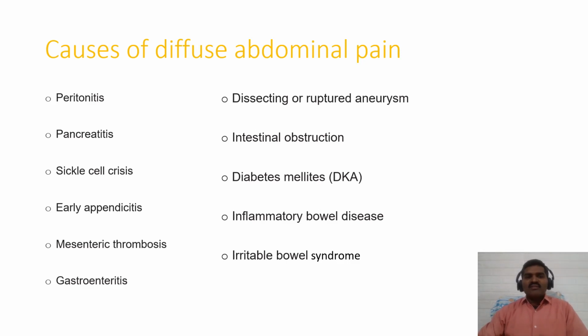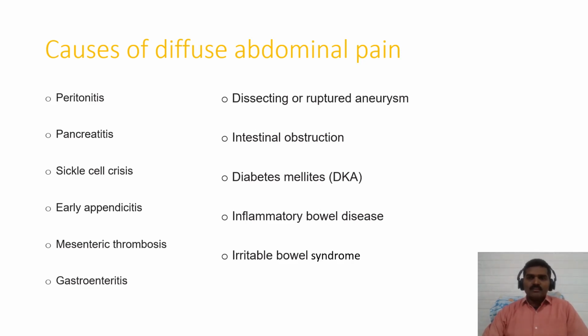In early appendicitis, there can be a diffuse type of pain. The patient may not be able to localize to the umbilical region. Mesenteric thrombosis, gastroenteritis, dissecting or ruptured aneurysm of the aorta, intestinal obstruction, diabetes mellitus, inflammatory bowel disease, and irritable bowel syndrome cause diffuse abdominal pain.